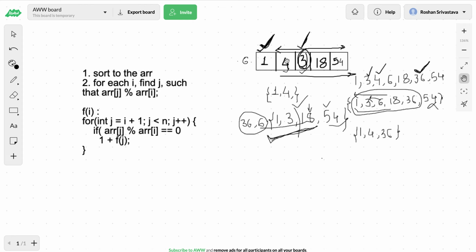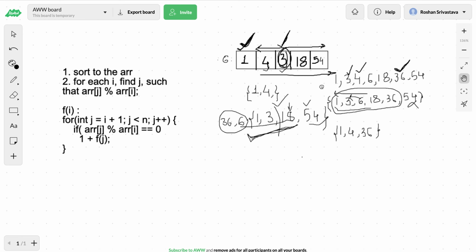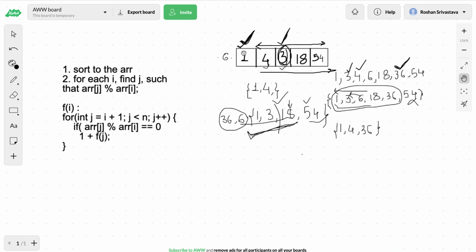And then we can also try for the first element: what will be the answer if the first index in our subset is this 4? I'm saying so because when we pick an element, only then are we going to find the next potential element. So if we pick 4, the next possible candidates are basically only 36.